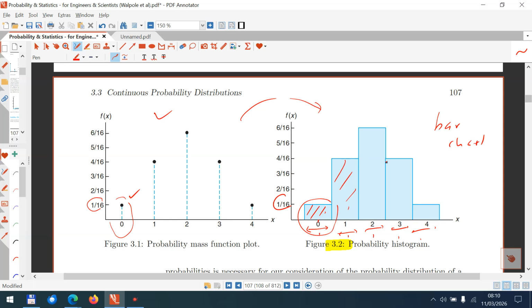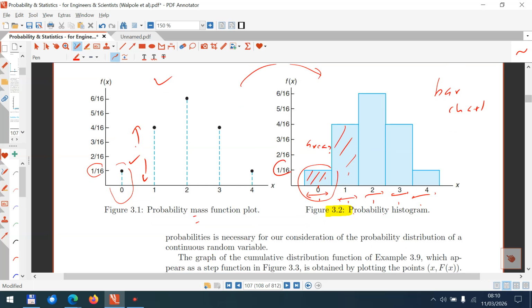So whenever you convert a probability mass function plot to a probability histogram, the idea is to view probabilities as areas rather than simply vertical values, right? So keep this in mind because we are going to start that topic soon.